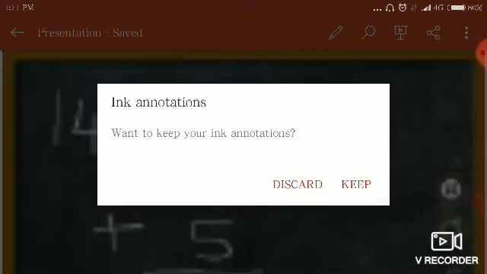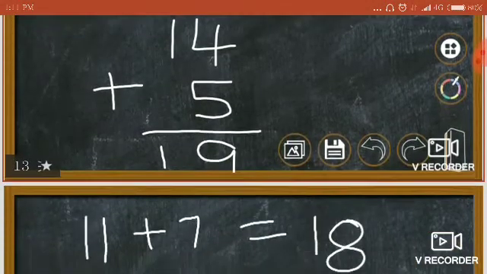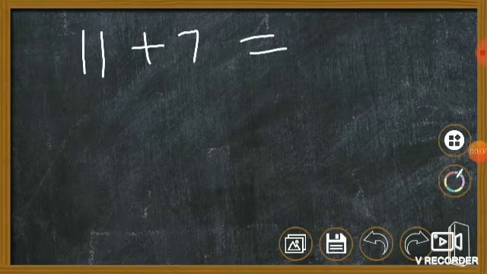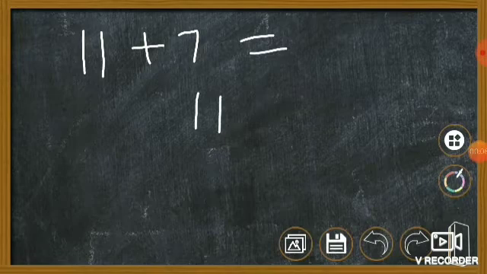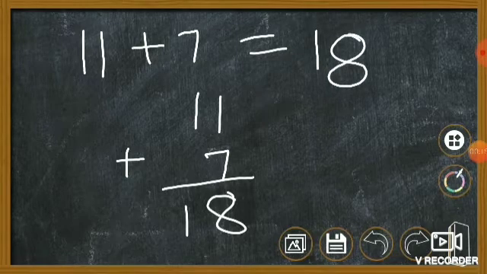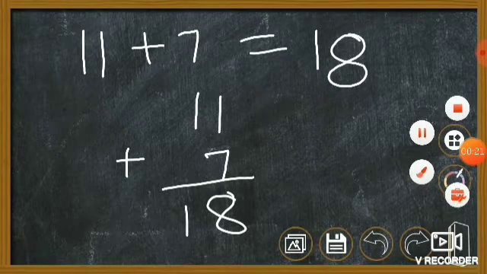Next sum is 11 plus 7. For this, we'll write 11 in the first and down we'll write 7. Addition, keeping 1 in the mind and 7 in the finger. After 1, 2, 3, 4, 5, 6, 7, 8. So 1 plus 7 is 8, and bringing down the 1 at the bottom, the answer comes as 18. 11 plus 7 is equal to 18.